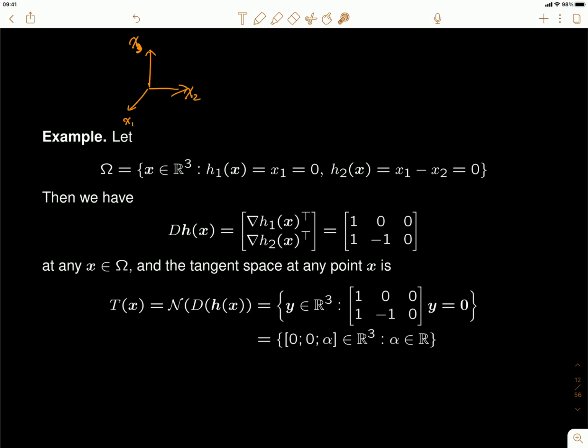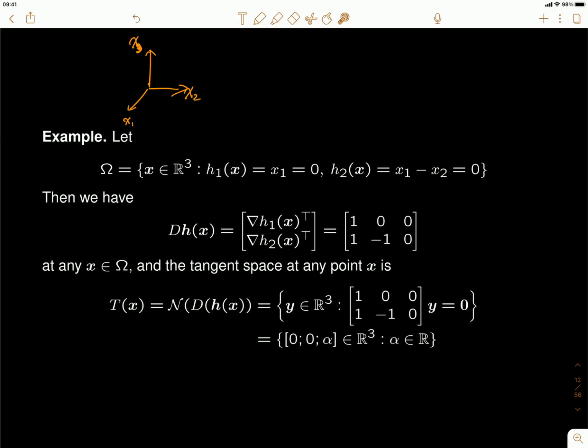But now let's look at the tangent space. First, to compute the tangent space, we first need to calculate the Jacobian matrix. The Jacobian of H is just, as we said, the gradient of H1 and then the gradient of H2, put as two rows. The gradient of H1 is the partial derivative of this with respect to x1, x2, and x3. And that gives us 1, 0, and 0. So that's the first row here.